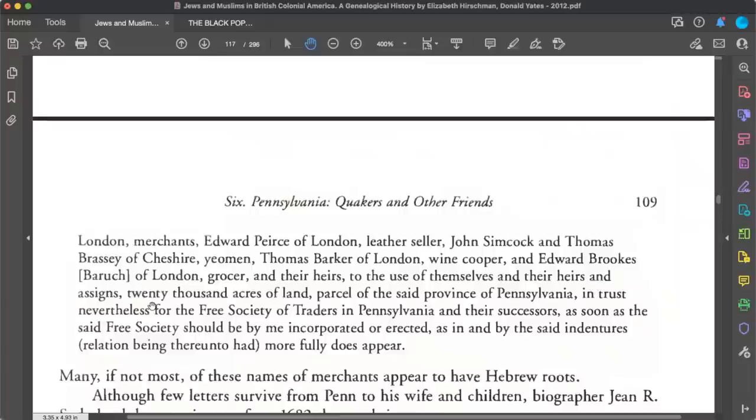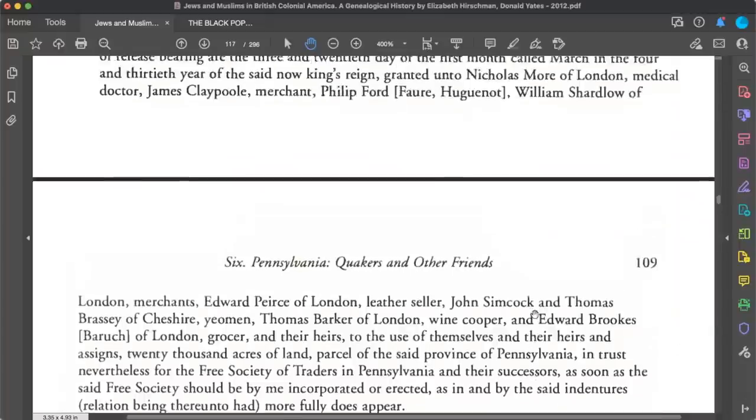to the use of themselves and their heirs and assigns, 20,000 acres of land, parcel of the said province of Pennsylvania, in trust nevertheless for the Free Society of Traders in Pennsylvania and their successors, as soon as the said Free Society should be by me incorporated or erected, as by the said indentures, relation being thereunto had, more fully does appear." All right, so this includes the indentures.